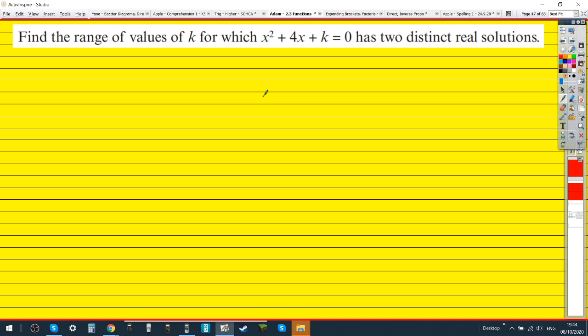So we don't know what C is this time. So A equals 1, B equals 4, and C equals just k. So b squared minus 4ac equals 0. Two distinct real roots. Oh, so it wouldn't equal 0. So what would it be?